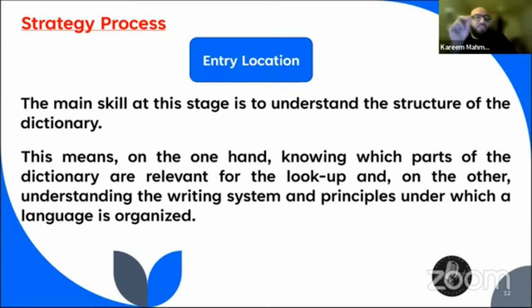So it means that knowing which parts of the dictionary are relevant for lookup and checking is a skill your students need to master. For example, in this dictionary there are no marks here, no marks here, and that's a pitfall. Why is that? Because some dictionaries keep marks that indicate the start of a new letter. So for example, if I need to check the word go, I know there are a lot of marks here, so I would just skip like this.